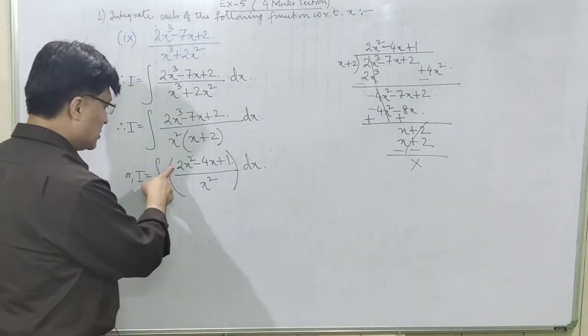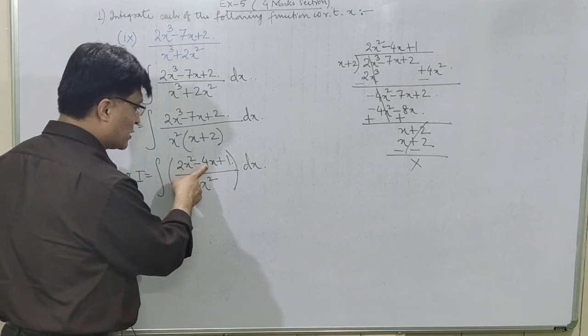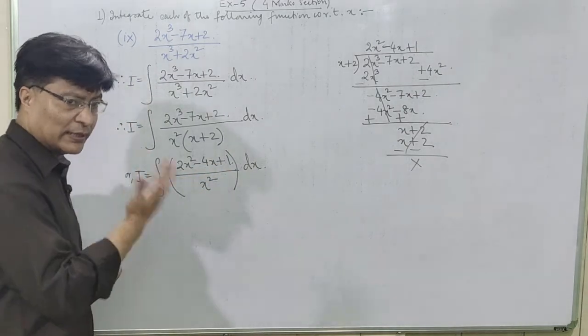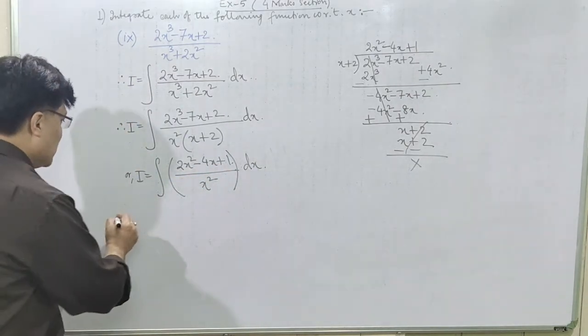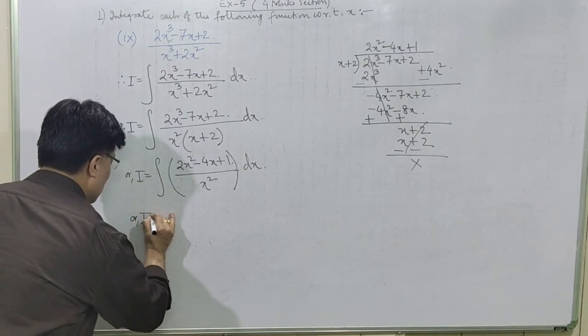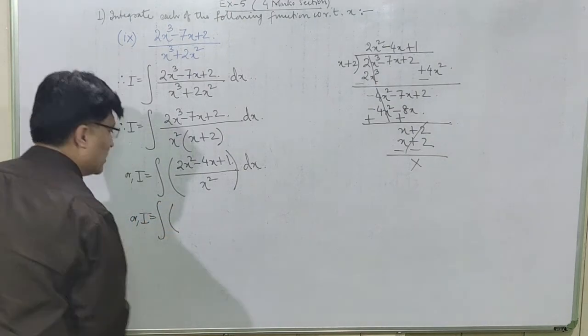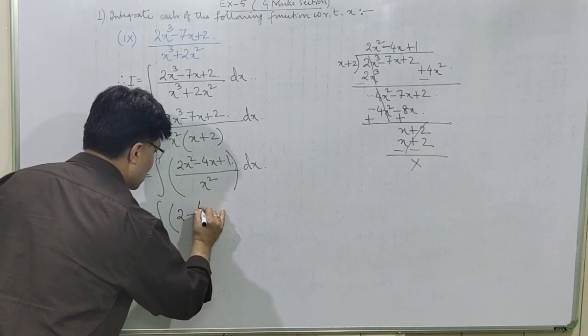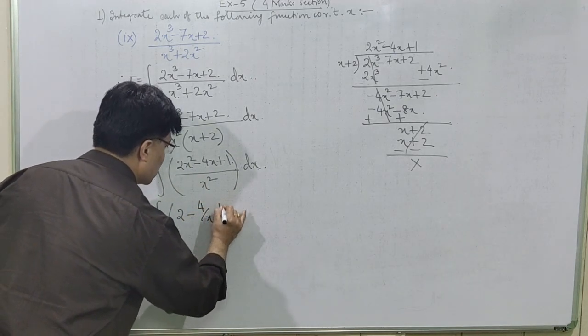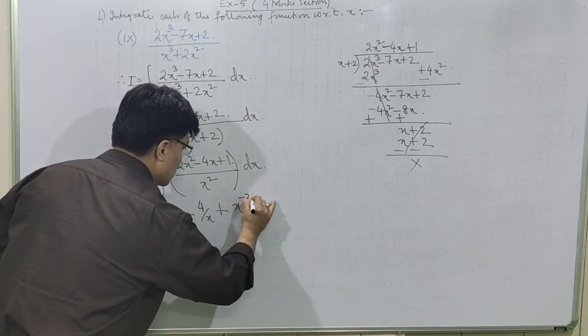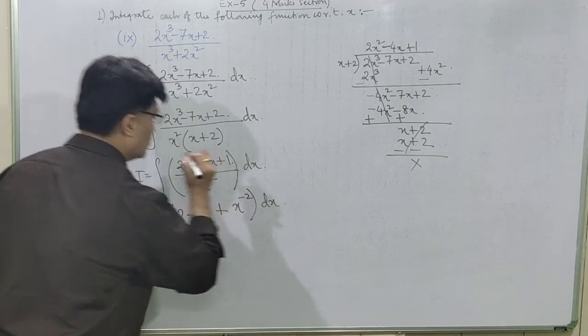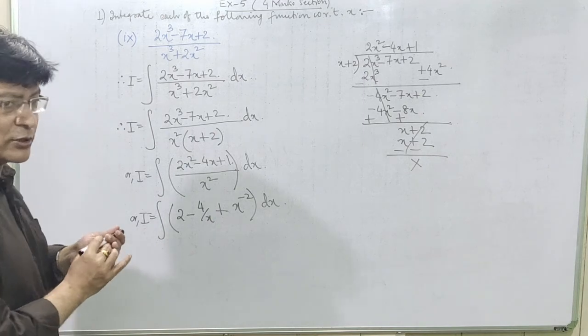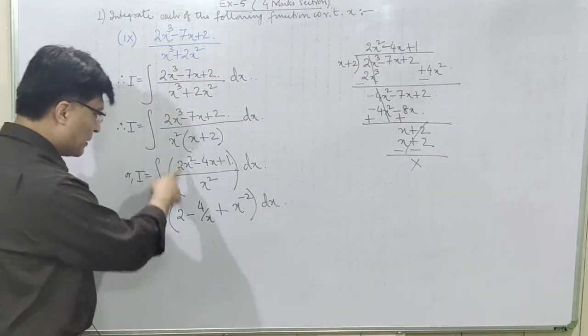That means this is 2x squared divided by x squared, minus 4x by x squared, plus 1 by x squared. It can be separated, right? So I is equal to the integration of, within brackets, let us separate it: 2x squared by x squared, which is 2, minus 4 by x, plus 1 by x squared, which is x to the power minus 2, dx. I think you have understood it. That is, it is separated.